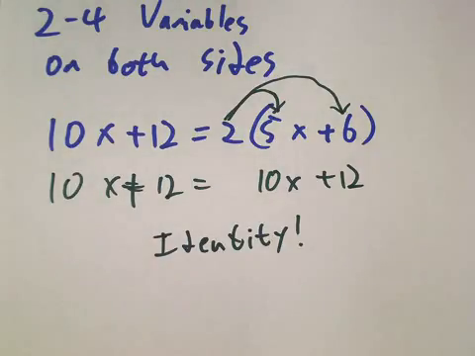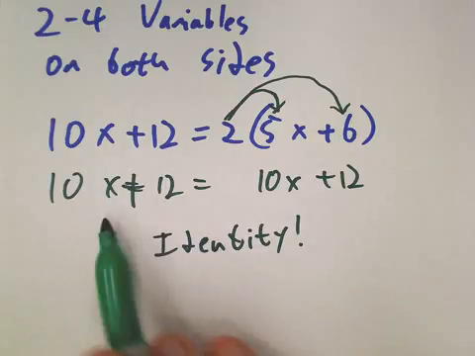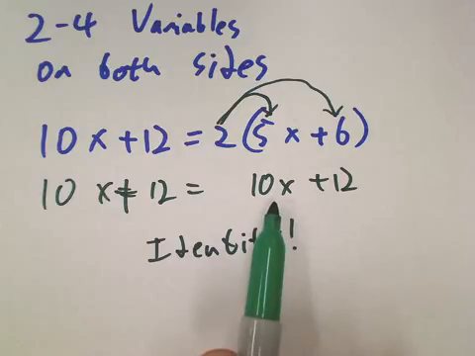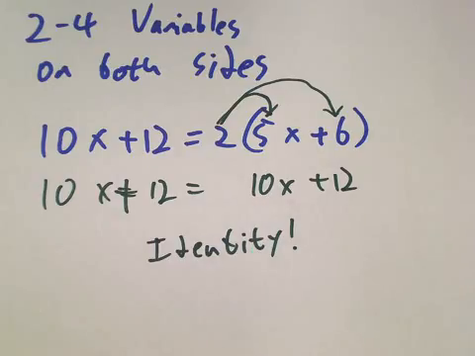That means an identity is something where both sides are always the same, where any value of x could work. So I could put in 1 for x on both sides, and I'll get the same thing equals the same thing, because both sides are exactly the same anyway. So this is an identity. It's always true. It doesn't matter what x is. X can be whatever it wants.